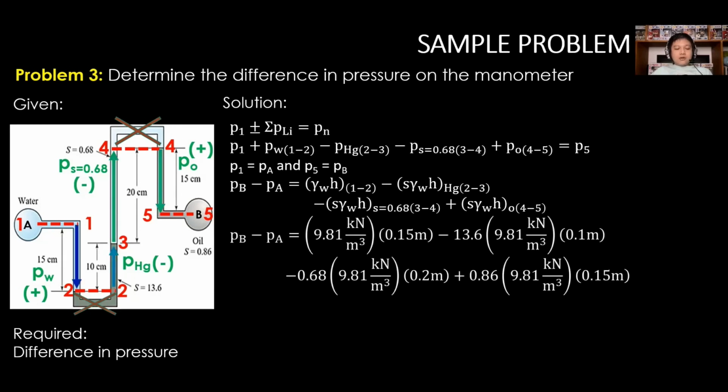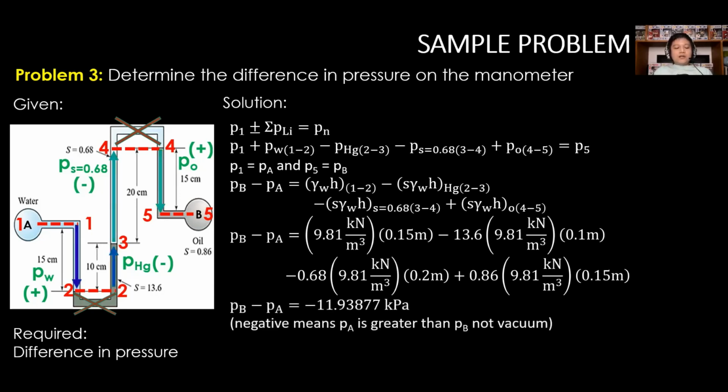Substitute values and convert the values of H to meter. Thus, PB minus PA is equal to the gamma of water, that is 9.81, times height of water from 1 to 2 is 0.15 meter, minus the specific gravity of mercury, that is 13.6, times unit weight of the reference fluid, 9.81, times the height of mercury from 2 to 3, that is 0.1 meter, minus the specific gravity of the liquid, that is 0.68, times the unit weight of the reference fluid, that is 9.81, times the height of that liquid, which is 0.2 meter, plus the specific gravity of oil, which is 0.86, times the unit weight of reference liquid, that is 9.81, then multiply to the corresponding height of oil, which is 0.15 meter.